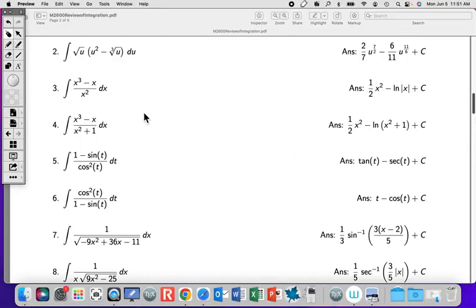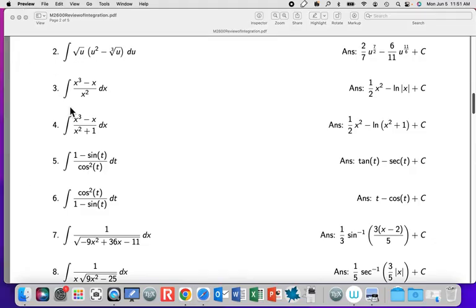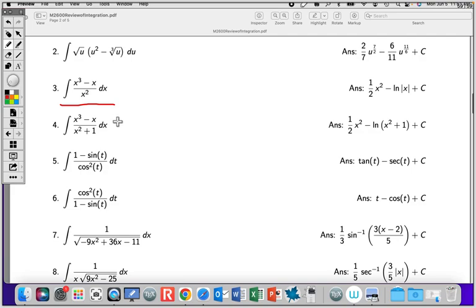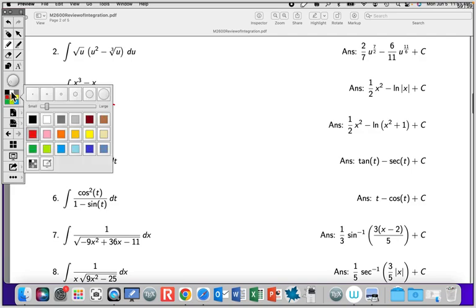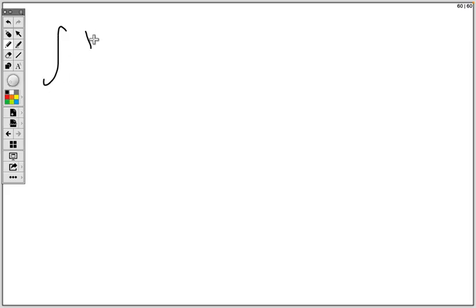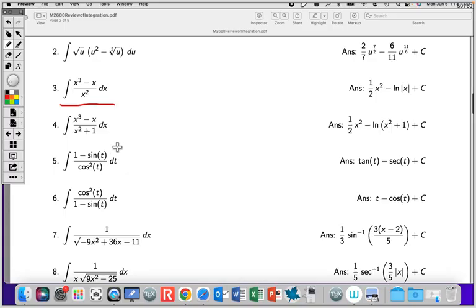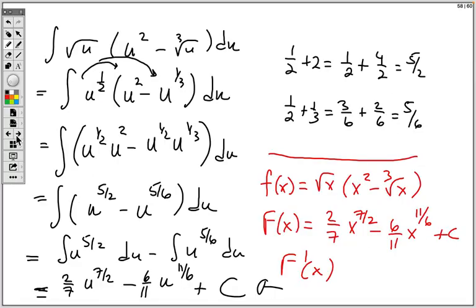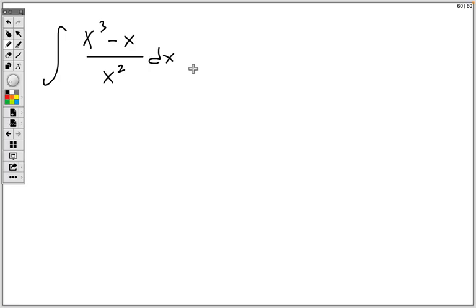Moving right along here to number 3, we're asked to integrate this quotient, x cubed minus x divided by x squared, dx. I'm just double checking here that I got the correct problem. Now once again, don't jump over to the quotient rule. We don't have an integration formula that handles quotients unless the denominator is a constant, which it's not. So we're once again going to do a little algebra here to help us.